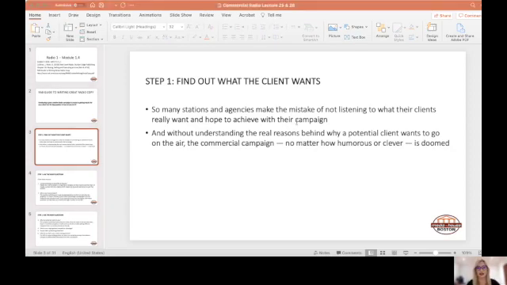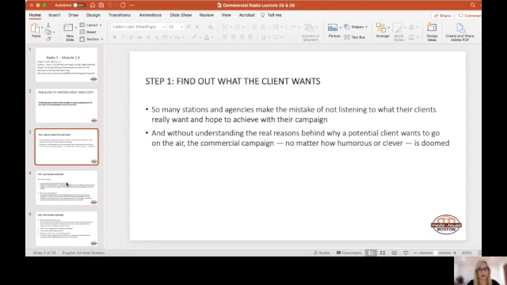Obviously, you can't simply start if you don't know what it is that you will be doing. And I know it sounds very simple and obvious, but so many stations and so many agencies make the mistake of not listening to what their clients really want and hope to achieve with their campaign. Okay, you need to listen because this is their campaign. And without understanding the real reasons behind why a potential client wants to go on the air, no matter how humorous or how clever, that commercial campaign is doomed because you haven't listened to what it is that they wanted. So that is the first step.